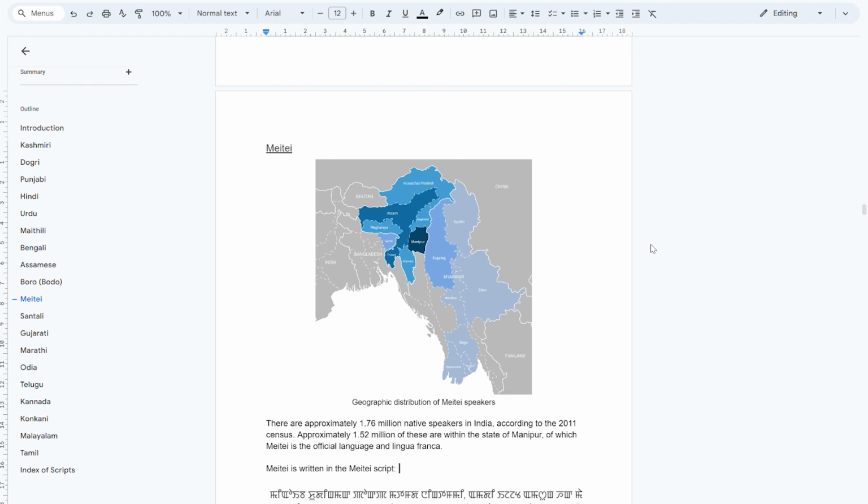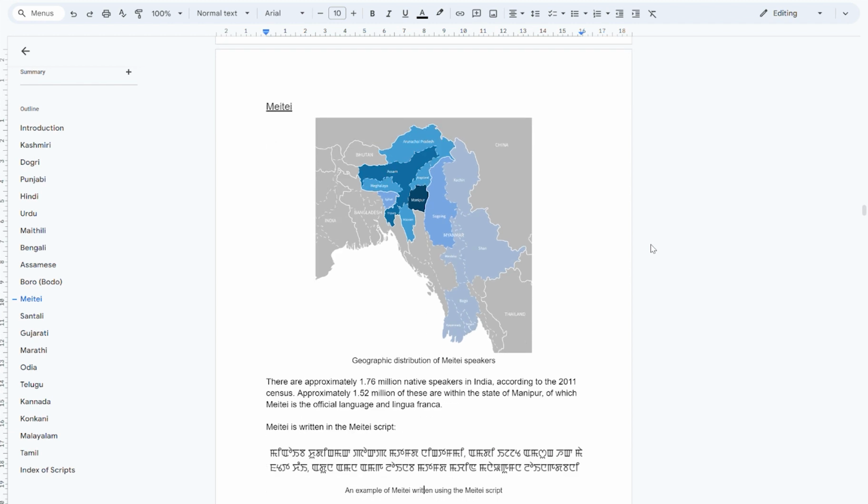Next we move to Meitei. So there's about 1.76 million native speakers in India of Meitei according to the 2011 census. Most of those live in Manipur, of which Meitei is the official language and also the lingua franca spoken amongst the people in everyday conversation. It's a language that's closely related to a lot of languages that are spoken in Myanmar. So it's not related very closely to languages like Bengali or Hindi at all. It's from another language group.